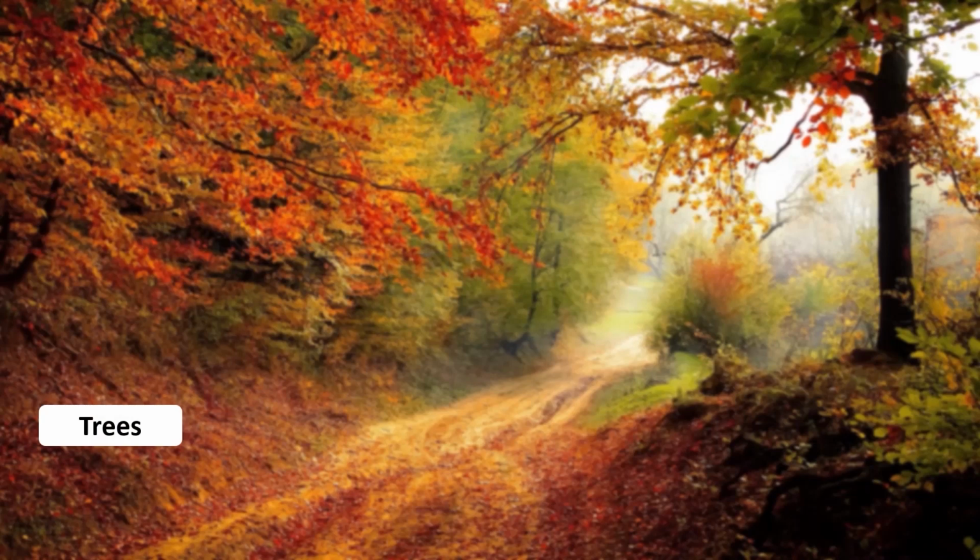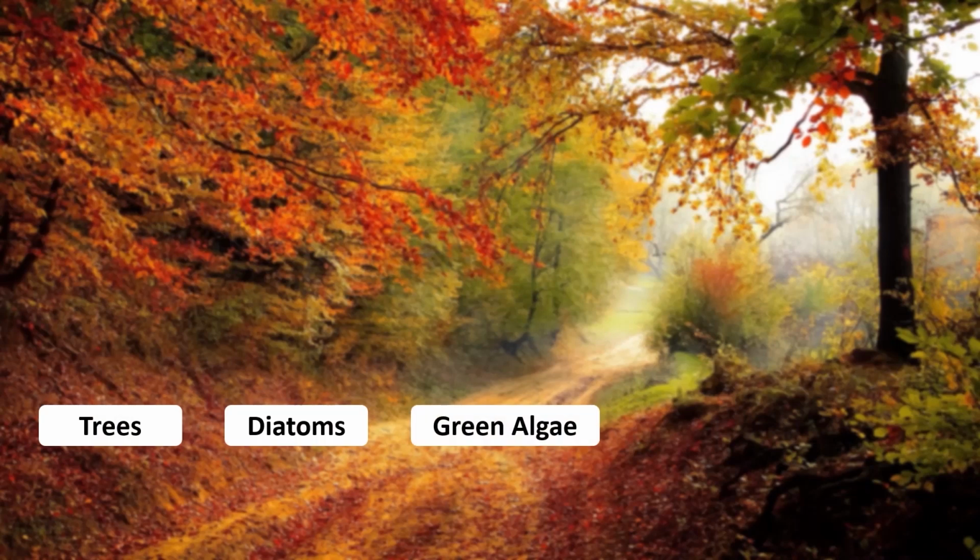The trees, the diatoms, the green algae and the phytoplanktons also produce food. The green algae, for example, you have your volvox, you have chara, etc. They are also able to produce food. The trees and the diatoms, they all are producers. The consumers include the animals and the microorganisms.